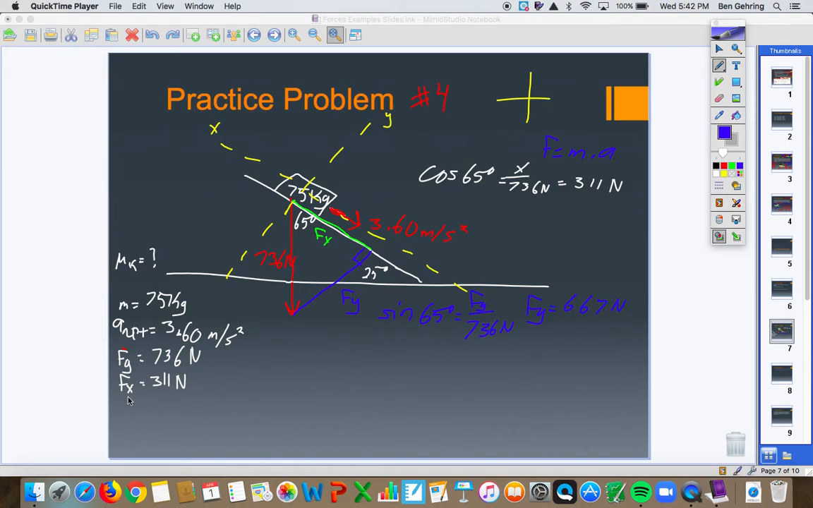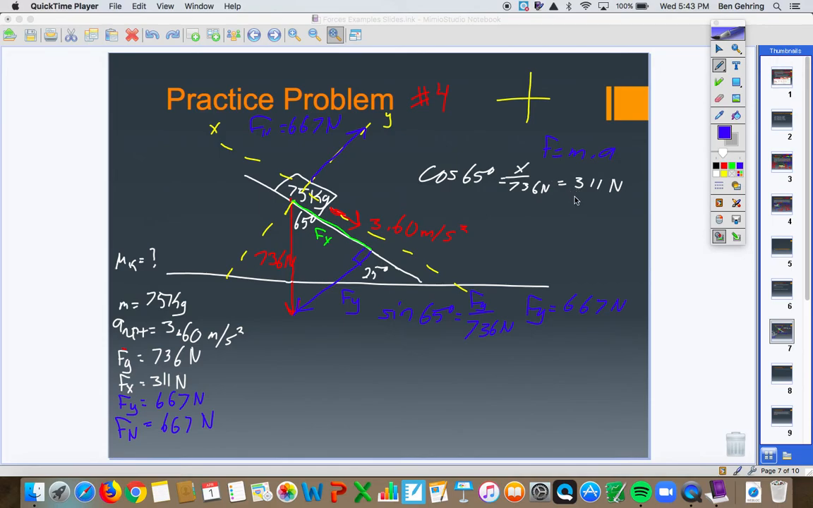And so because of that, now that I have gravity split into its components, because this is going into the ramp here, I know that my normal force going the other way has to be equal and opposite. So this is also going to be 667 newtons. This is my F sub n. So down here I have my normal force, which is F sub n equals 667 newtons.